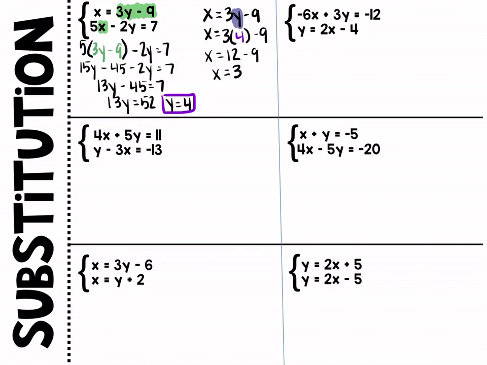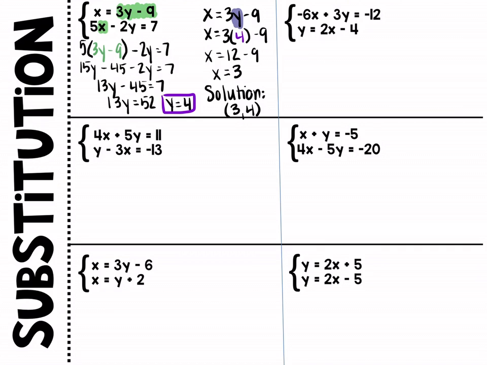So my solution to this system of equations is the ordered pair (3, 4). If we were to graph these two lines, they would be intersecting at the point (3, 4). So we can label this system as consistent because there is a solution, and independent because there's one solution. You see, we get the solution (3, 4). That is one solution.